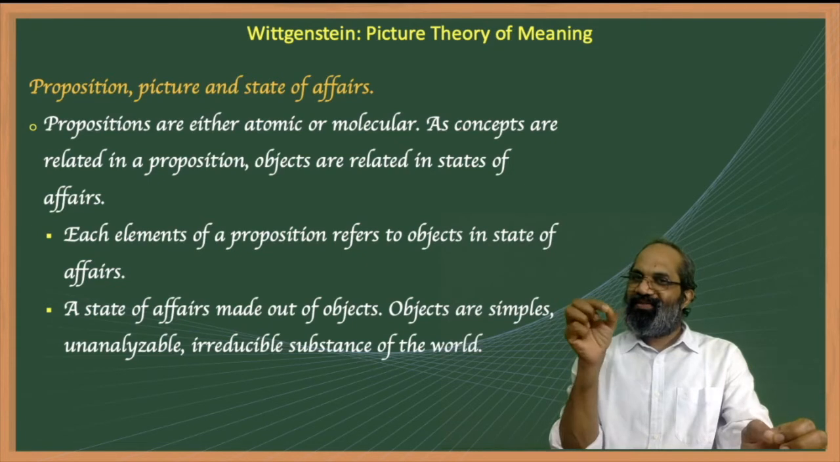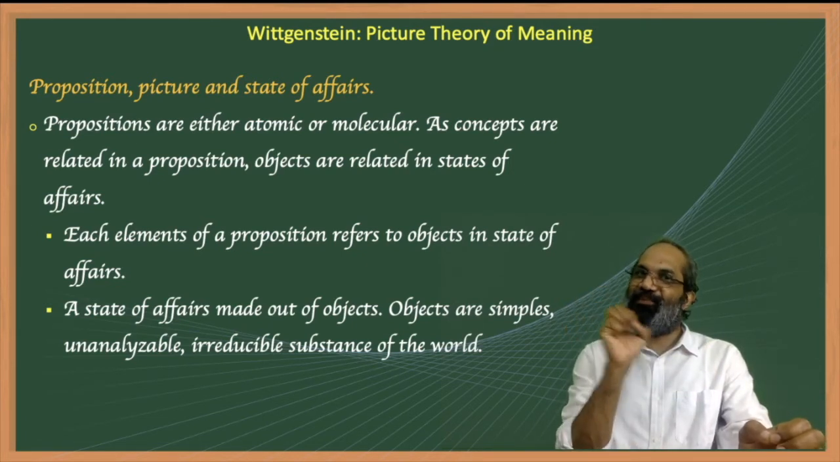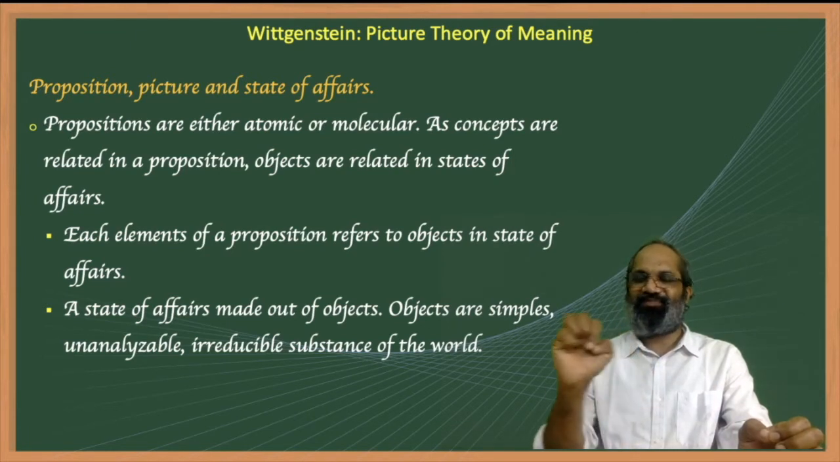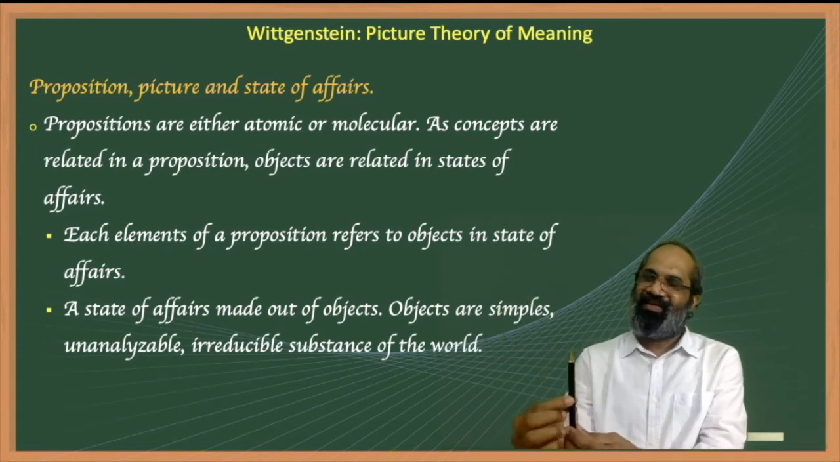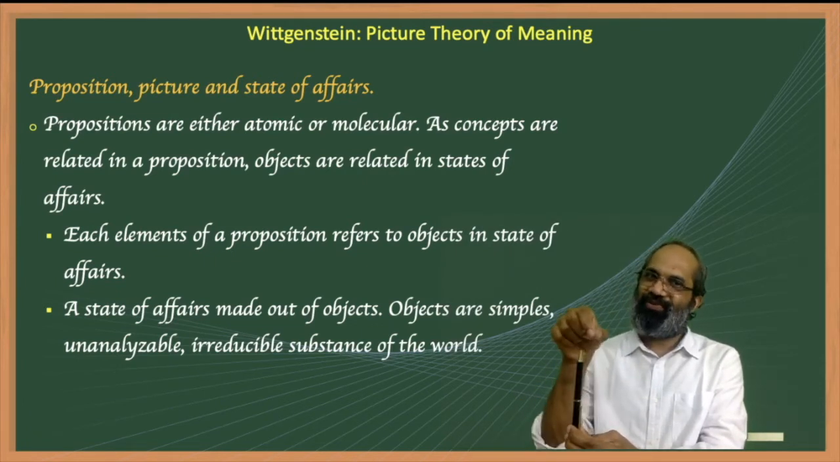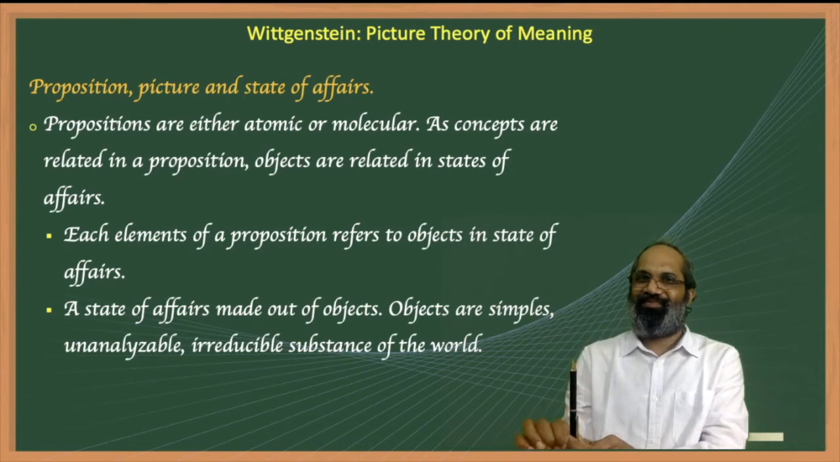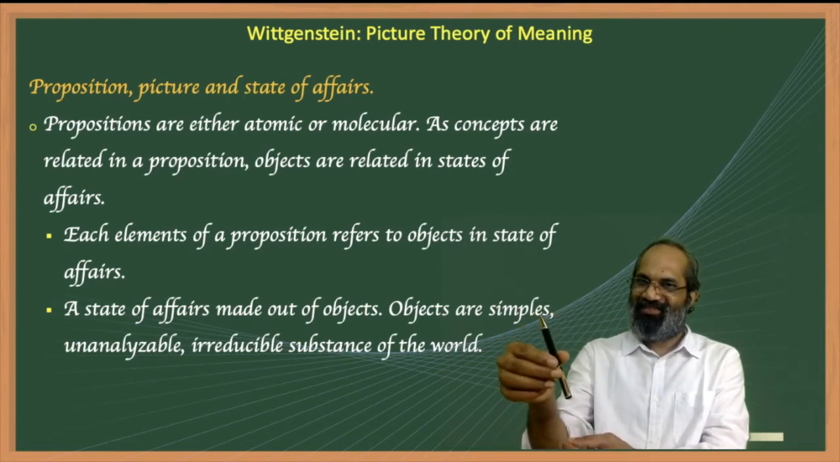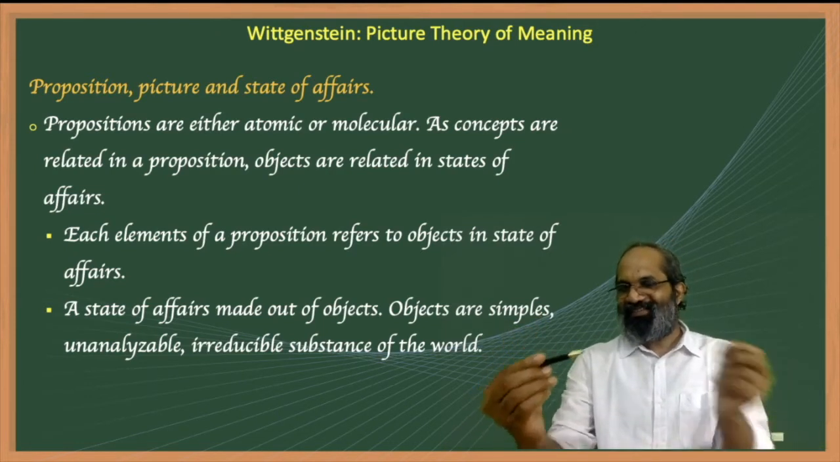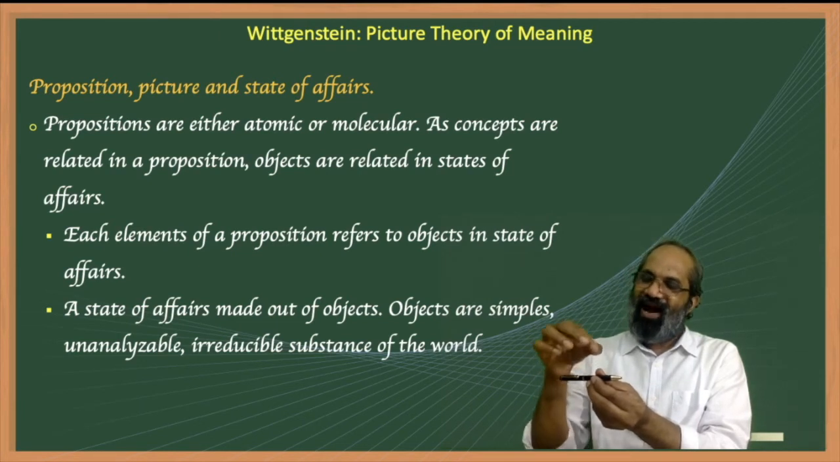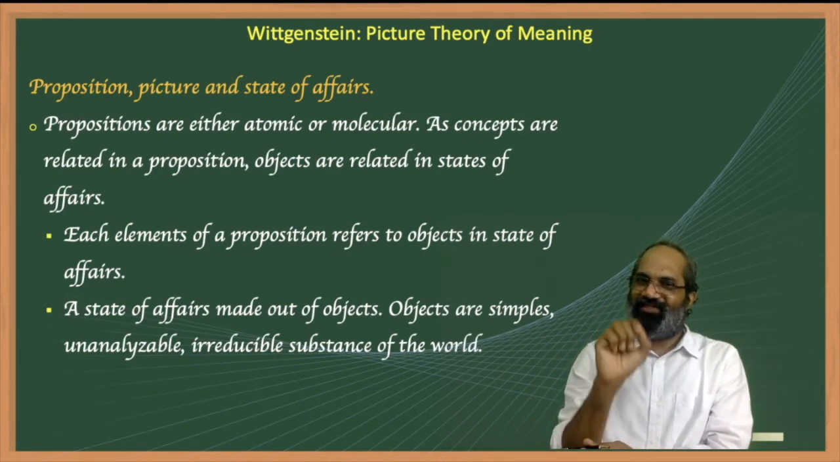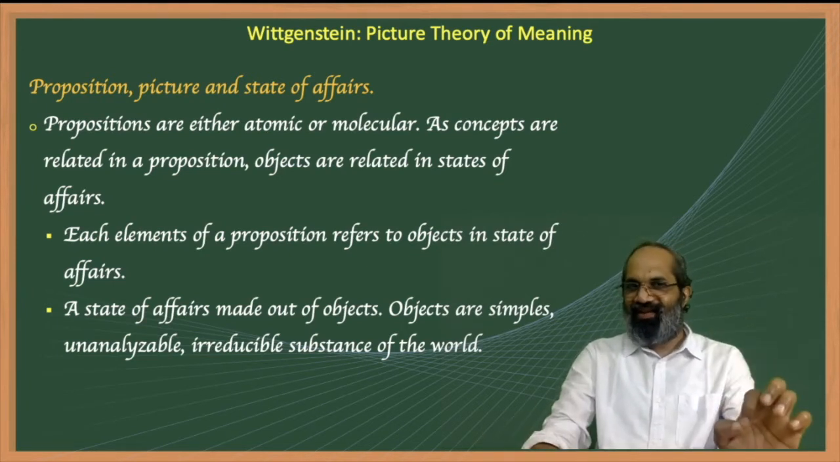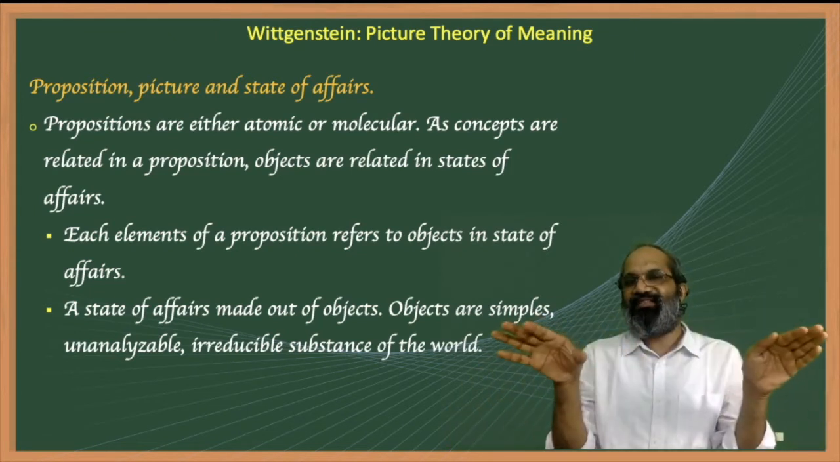And now we have to think about the term object. Objects are simple, unanalyzable, irreducible substance of the world. And when we say the object pen, it doesn't mean the physical object pen. This we have seen in logical atomism. We are not referring to a physical atom there, but we are referring to a conceptual atom. The concept called pen is the object. So what Wittgenstein called an object is a simple, unanalyzable thing. The object pen cannot be further analyzed, like the atom in logical atomism. So they are simple, unanalyzable and irreducible substance of the world, and the world is composed of objects.